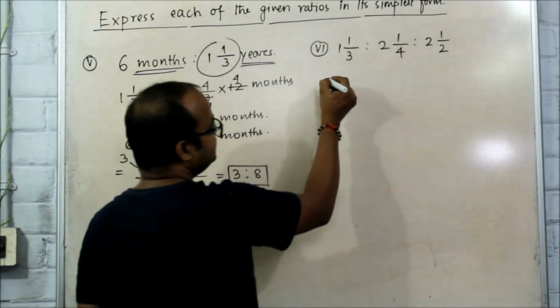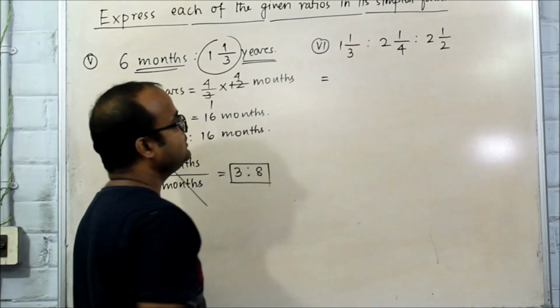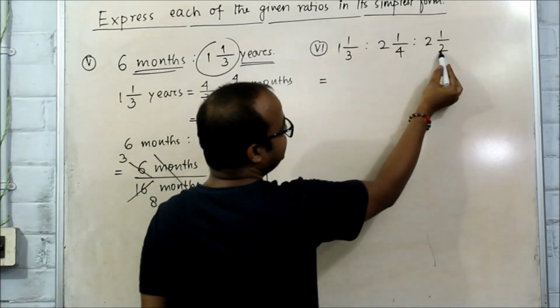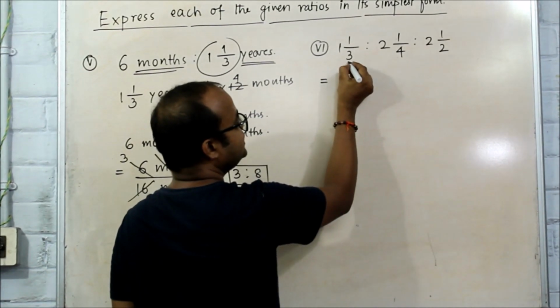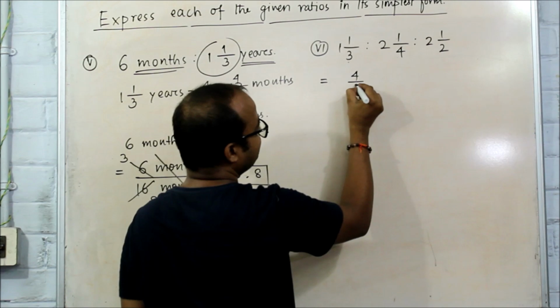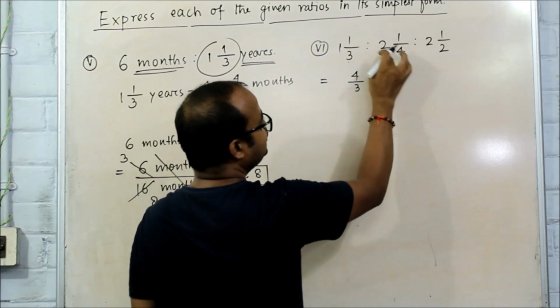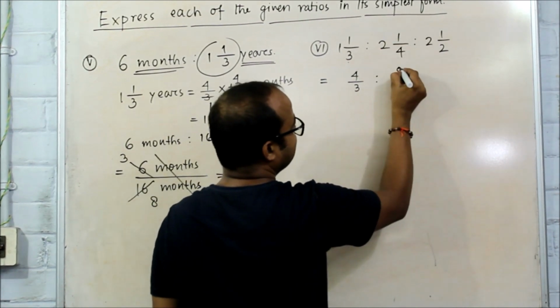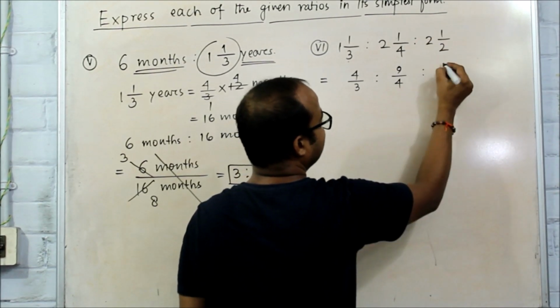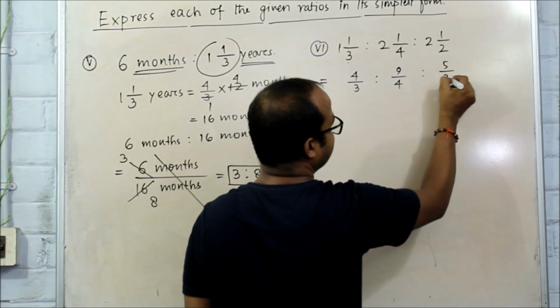Now let us discuss this problem. There are 3 terms. First simplify it. So 3 1s are 3 plus 1. So this is equal to 4 by 3. 2 4s are 8, 1 is 9, so 9 by 4. 2 2s are 4, 1 is 5, so 5 by 2.